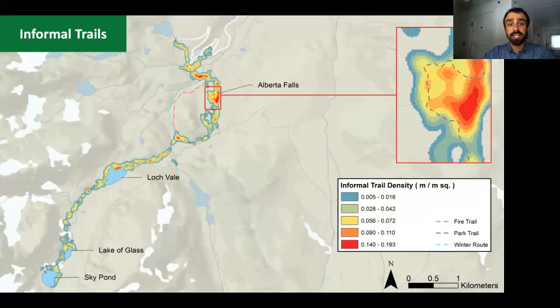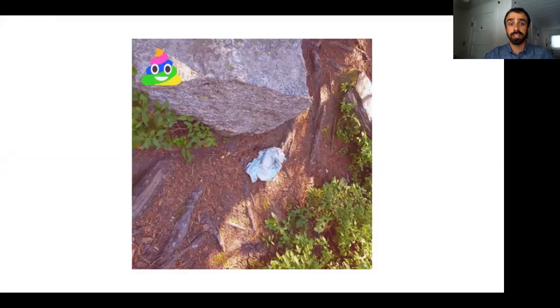And here's a visualization of the trail density, so the social trail density. Darker, warmer colors indicate higher density around some of those overlook areas that are popular visitor destinations, especially closer to the trailhead, as we found that was the most dense areas of social trail use.